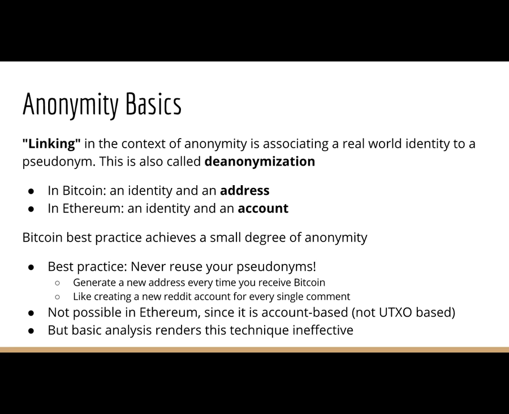So when we talk about linking in the context of anonymity, it's talking about associating one of these real-world identities to a pseudonym online. This is also called de-anonymization. And with Bitcoin best practice, you can actually achieve a small degree of anonymity. The basic idea is that every time I receive Bitcoin, I'm going to use a new pseudonym. So it's kind of like every time you comment on Reddit, you use a new account. This is partially effective, but through some techniques and simple analysis, you can derail that pretty quickly.